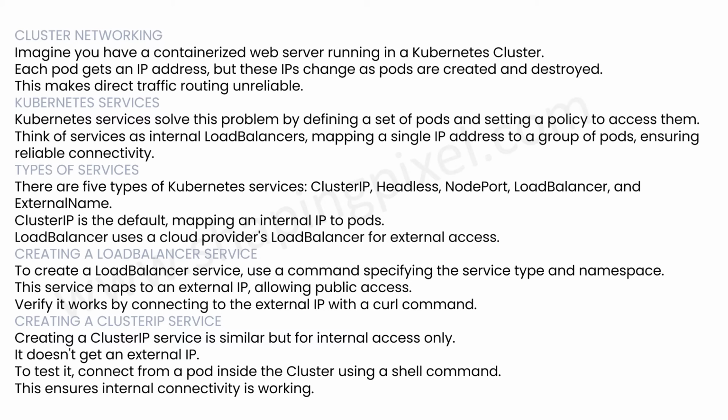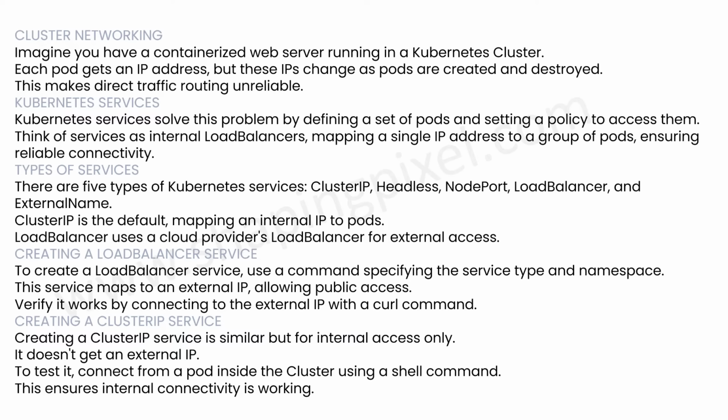Imagine you have a containerized web server running in a Kubernetes cluster. Each pod gets an IP address, but these IPs change as pods are created and destroyed. This makes direct traffic routing unreliable. Kubernetes services solve this problem by defining a set of pods and setting a policy to access them. Think of services as internal load balancers, mapping a single IP address to a group of pods, ensuring reliable connectivity.